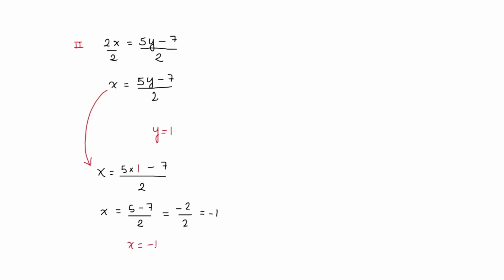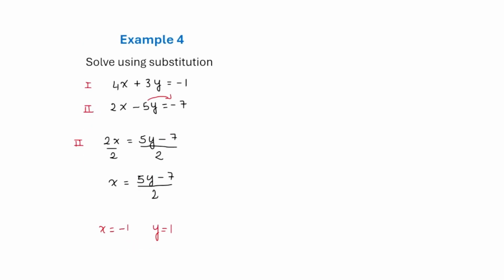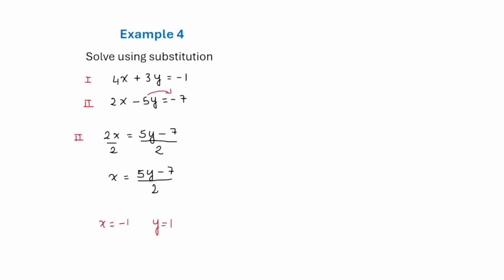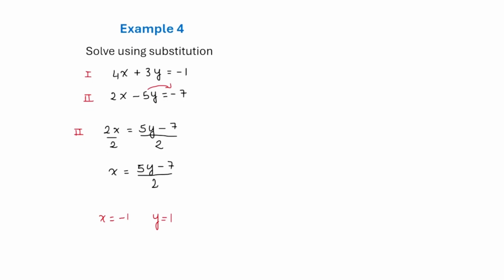Therefore, x is equal to negative 1. The solution is x is equal to minus 1 and y is equal to 1. As a coordinate point, (-1, 1). Now we check the solution in the original equations.